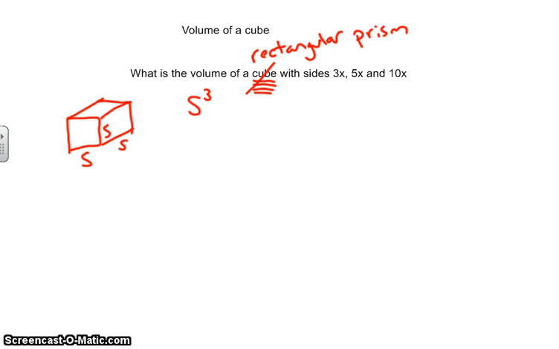Okay, now that's more accurate for us, because that would be length times width times height. And it's a little different than a cube where all 3 sides are the same, because I can see those sides aren't the same.